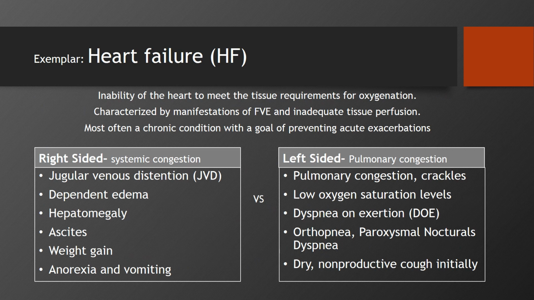Okay, so then into heart failure, our first exemplar. Heart failure is basically defined as the inability of the heart to meet the tissue requirements for oxygenation. So somewhere along the line, the heart is unable to pump adequately, or possibly fill adequately with the amount of blood it needs to perfuse to the rest of the body, so that all of the tissue and cells and organs get the nutrients and the oxygen that they need.